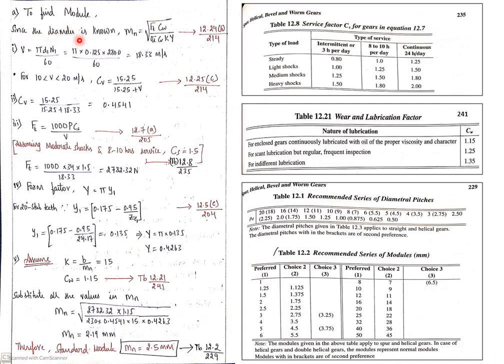Since the diameter is known, correct, guys? I repeat, the diameters are known. Hence, we are using this formula. Same method: velocity you need to calculate, and again the velocity factor you need to calculate. The same tangential tooth load is calculated.